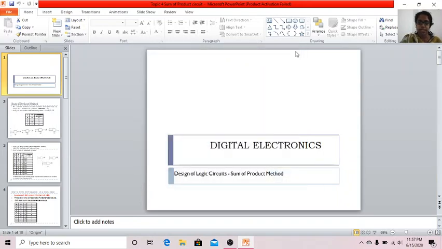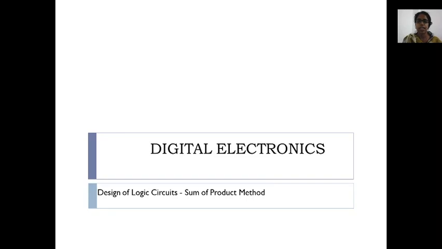Students, in this session we are going to see design of logic circuits using sum of product method. Okay, let's see the method. Today we are going to convert a given truth table to its corresponding logic circuit. Conversion of a given truth table to the corresponding logic circuit.